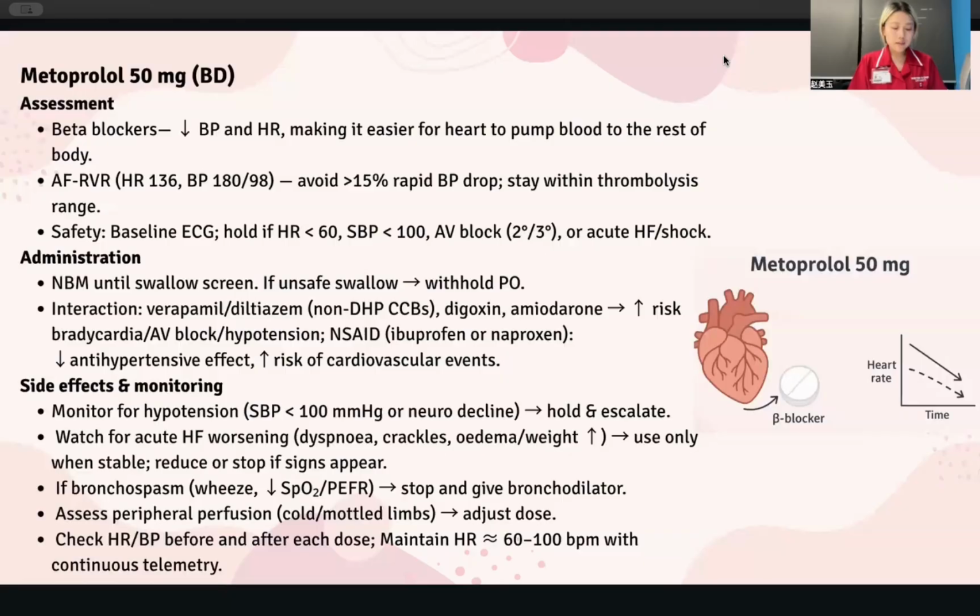We also assess the peripheral perfusion and check heart rate and blood pressure before and after each dose, maintaining heart rate between 60 to 100 beats per minute on telemetry. Metoprolol stabilizes the rhythm and rate control safely only when we treat the heart carefully.